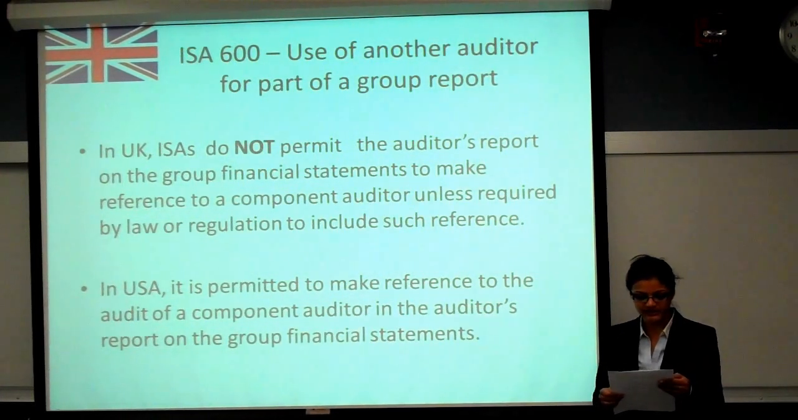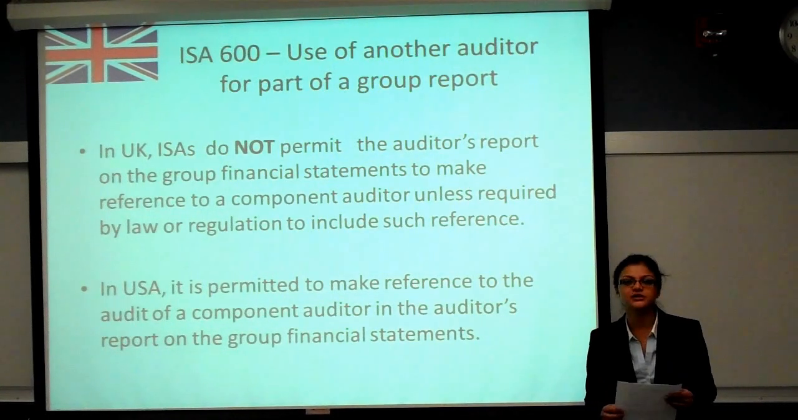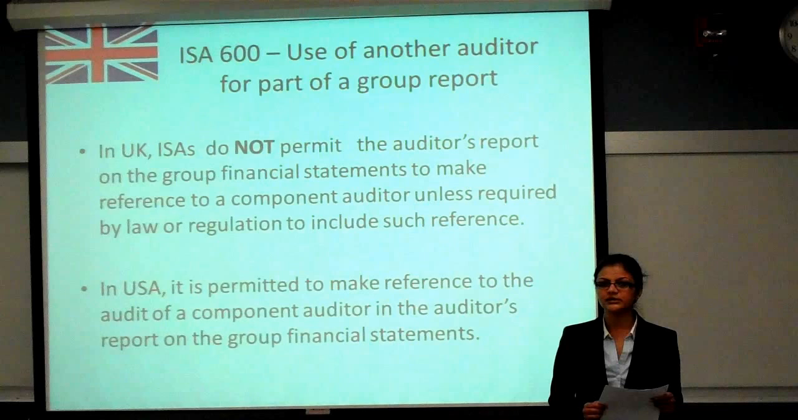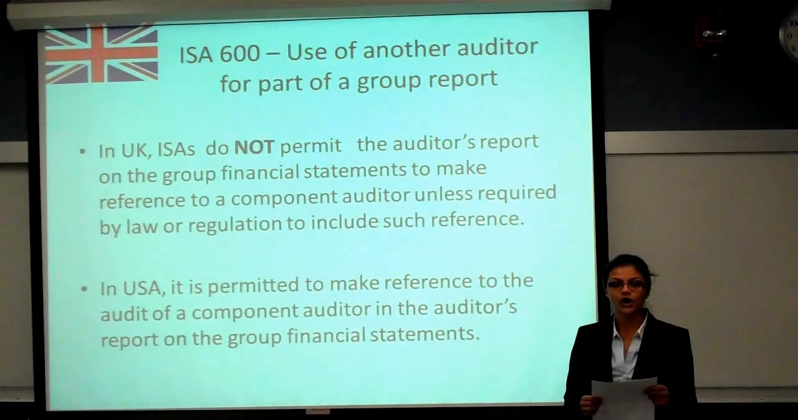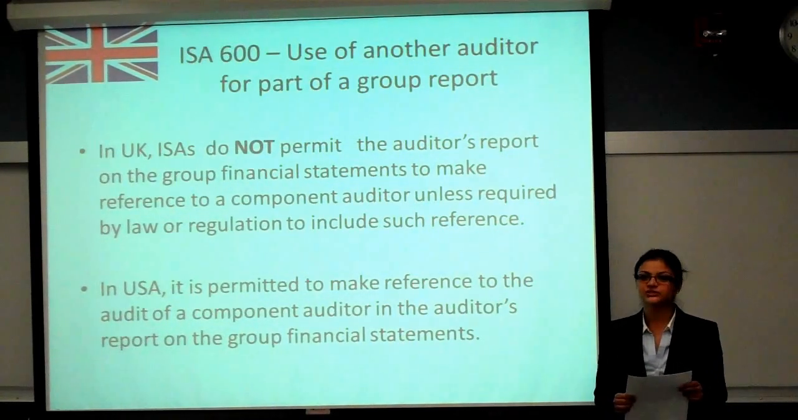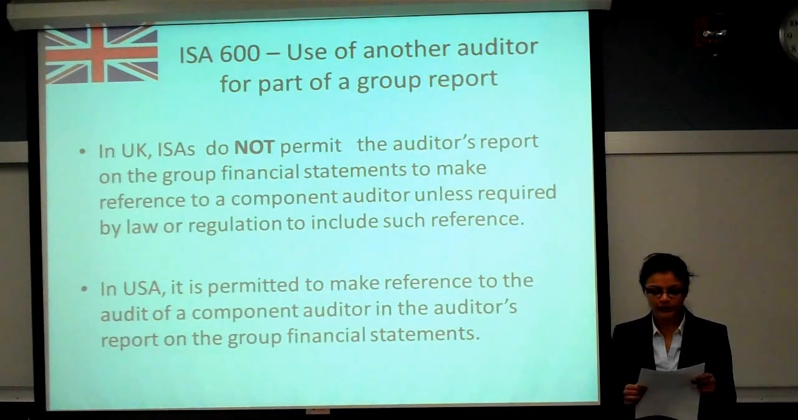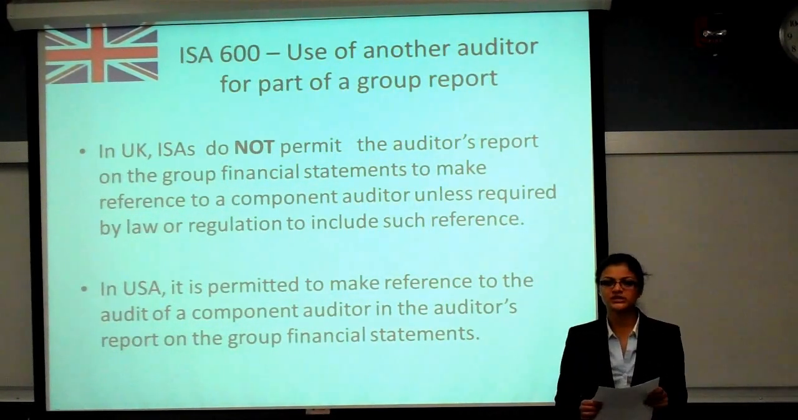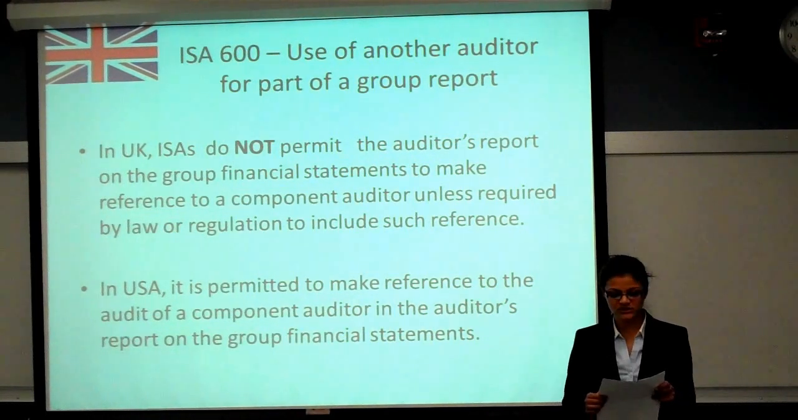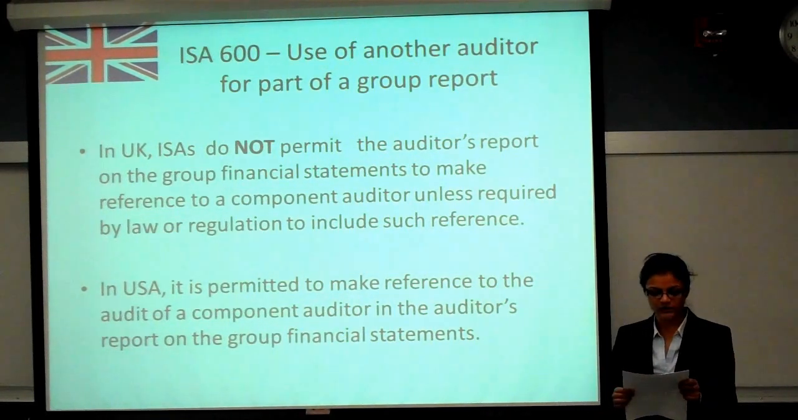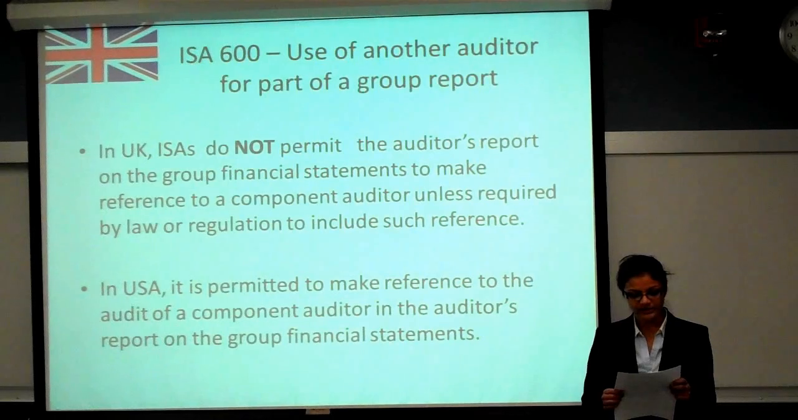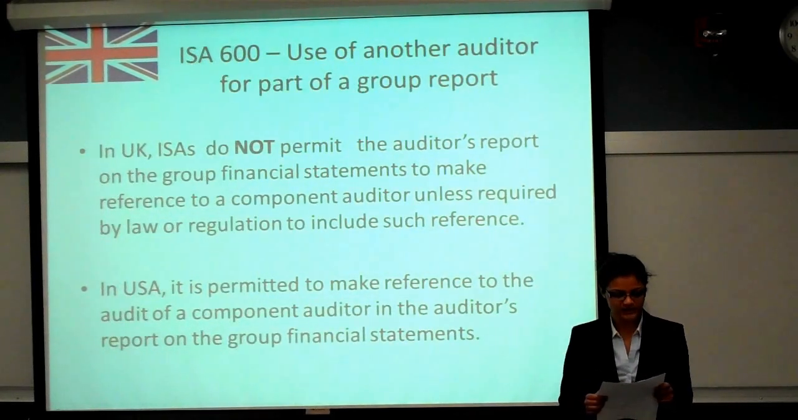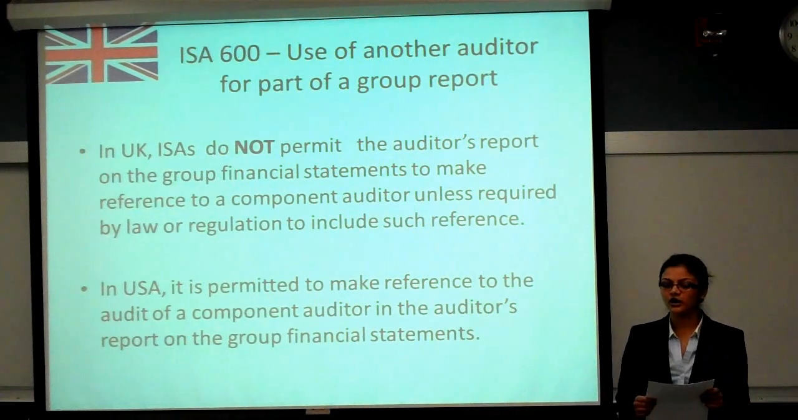Before getting into that, let me explain the responsibility of a group auditor. The group auditor or principal auditor is responsible for providing the audit opinion on the group financial statements. Components of the group financial statements can include subsidiaries, associates, joint ventures, and branches. The component may be audited by the group auditor or may instead be audited by a different firm's auditors known as the component auditor or the other auditor.